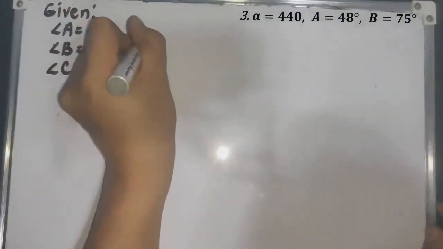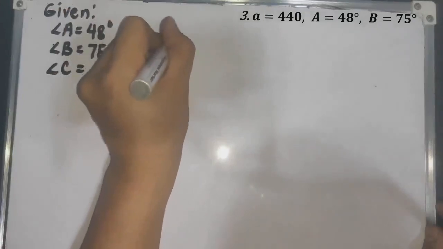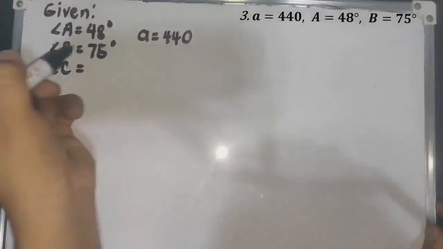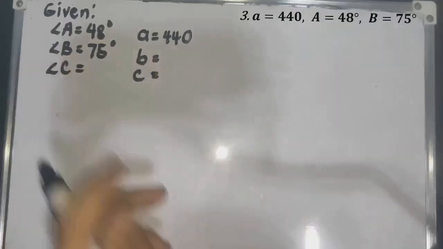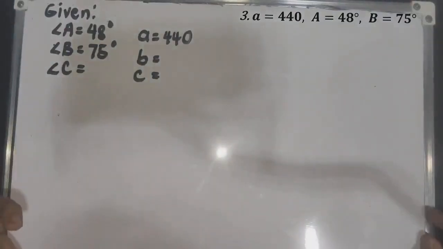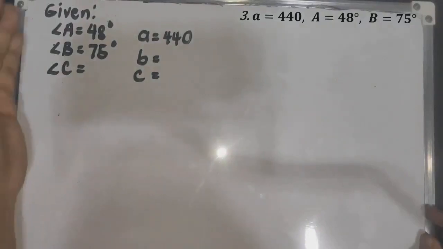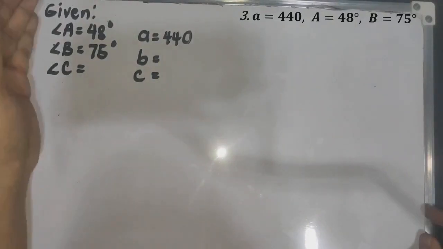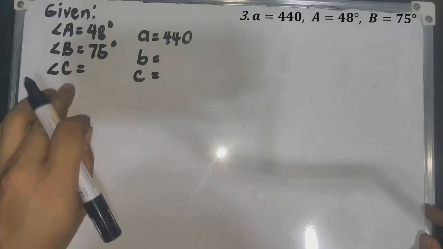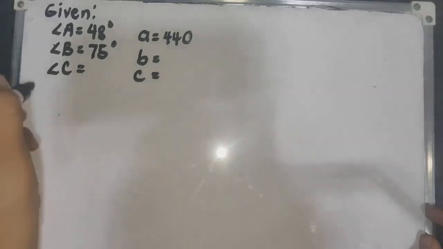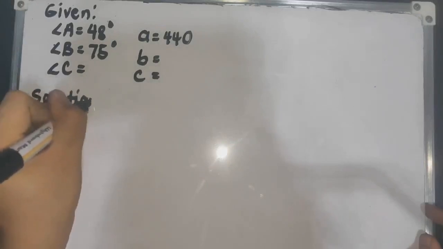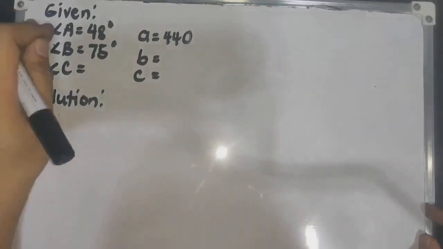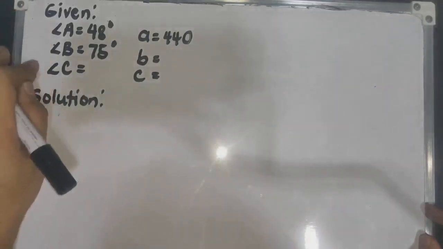Next is side. Side A is 440. Then ang ating side B, unknown. Side C, unknown din. So, makikita natin, meron ng dalawang value ang angle, isa na lang yung nawawala sa ating angle. So, yun muna yung unahin natin. So, solution, sa angle muna tayo kasi isa na lang yung nawawala para makompleto na.